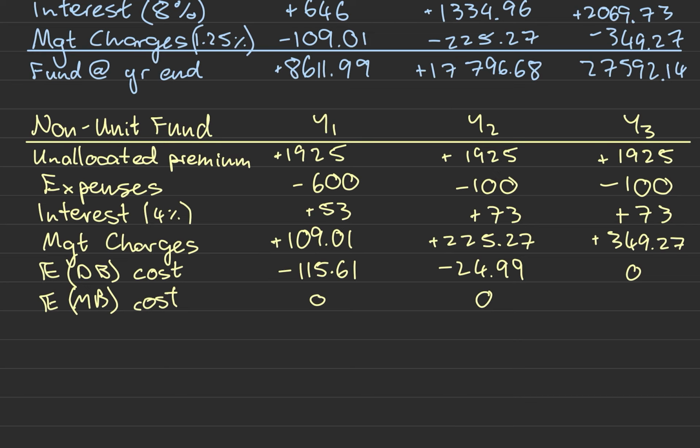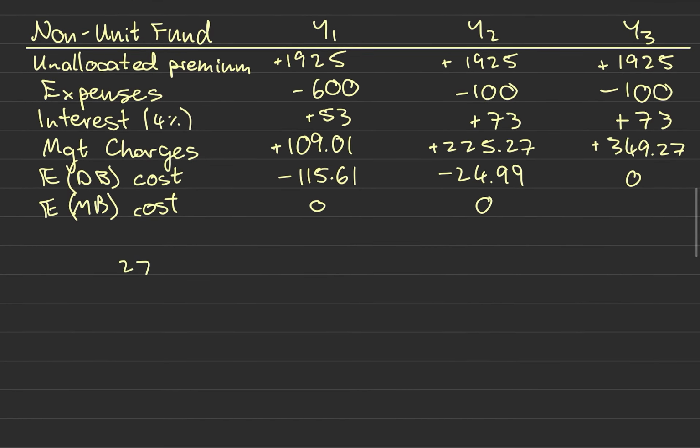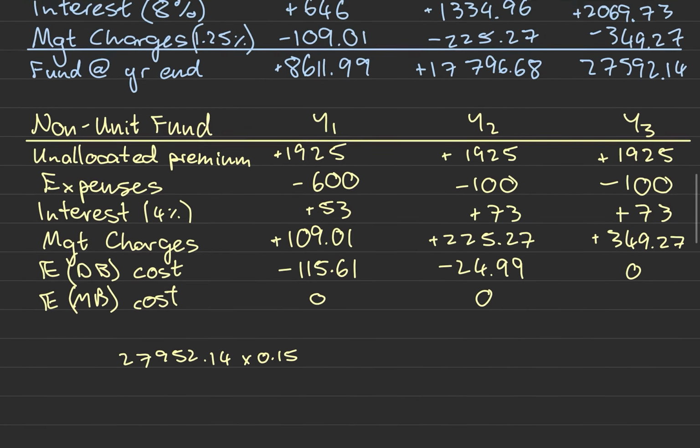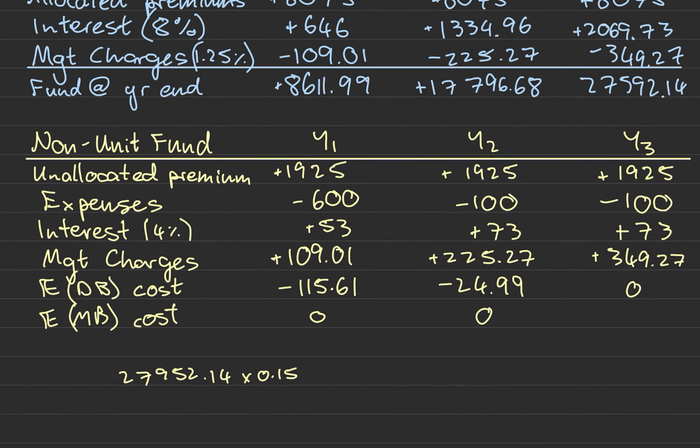Third year, there's going to be a maturity benefit. What's the maturity benefit? 115% of the bid value of the units. The bid value of the units here is 27,592.14. So how do I get this expected maturity benefit? Well, I take this 27,592.14 and I multiply that by the 15%, because I only have to pay in the extra. I'm going to pay him this much and then I'm going to pay him the extra 15%, but that extra 15% can't come from here. Why? Because there's no money in there.